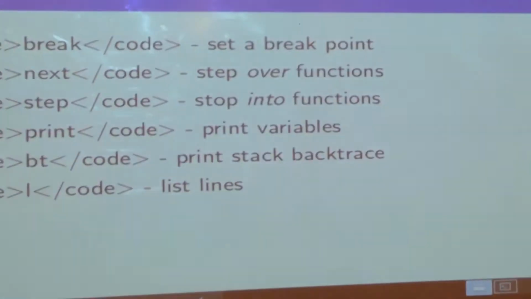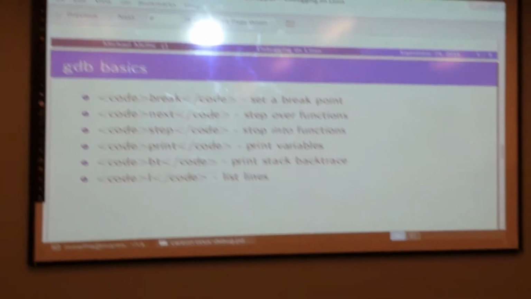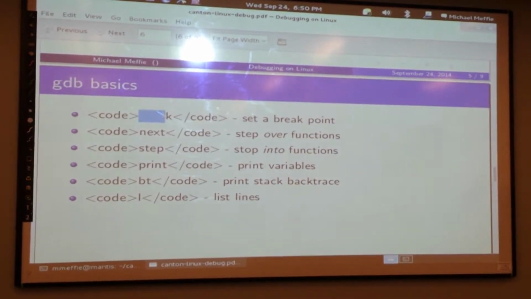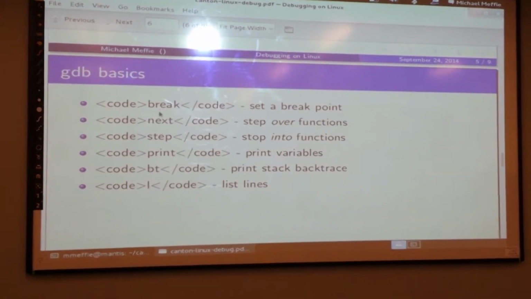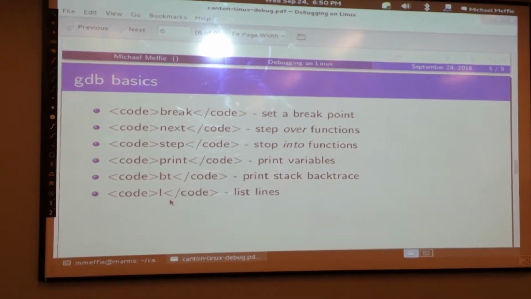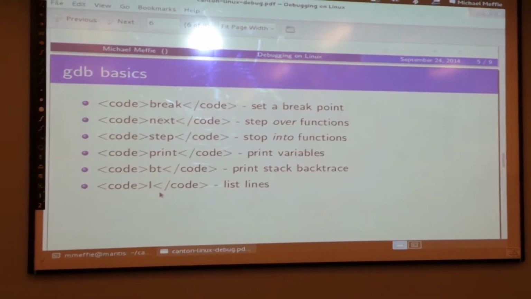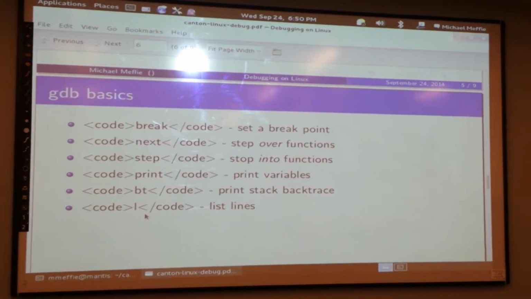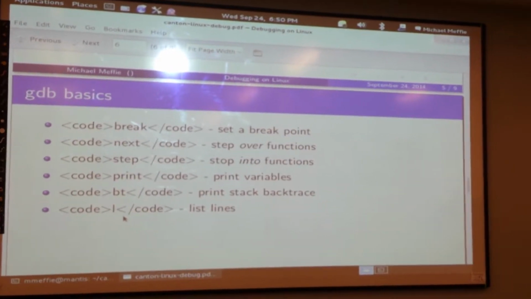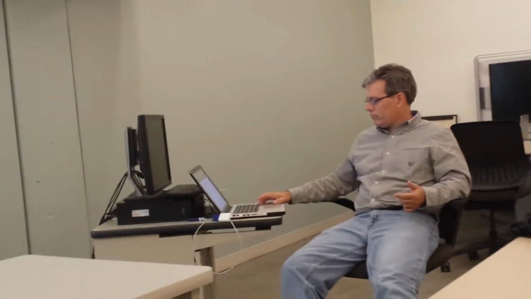My slides didn't render quite correctly. This is supposed to be a code font, but anyway. These are the commands you use in GDB. It started as interactive, and there are GUI front ends to it, but I don't use them. There's just a command line interface. You set breakpoints in your code, and then you can step through your code. You can print variables, things like that.